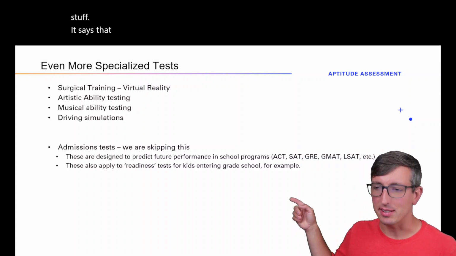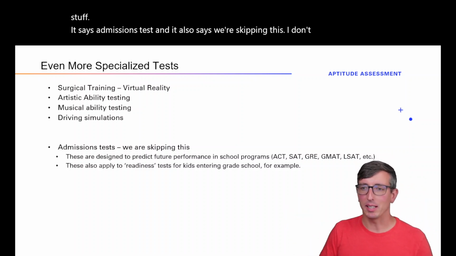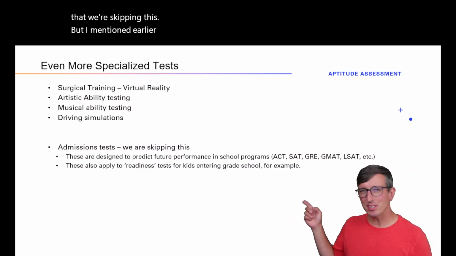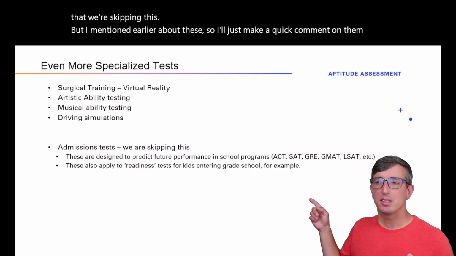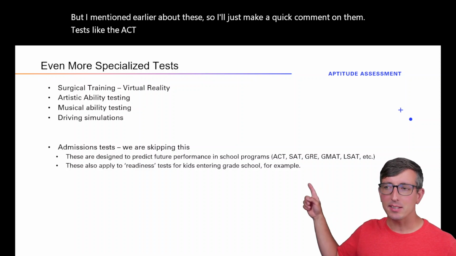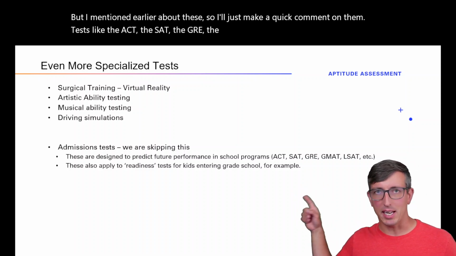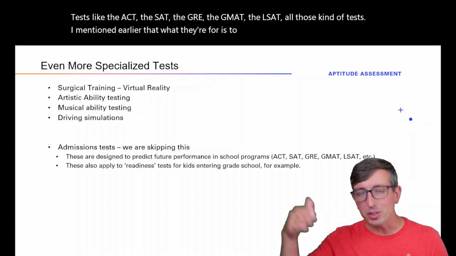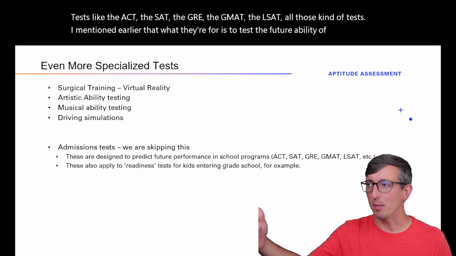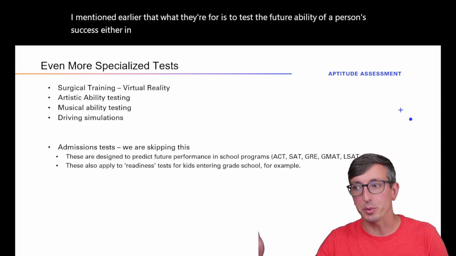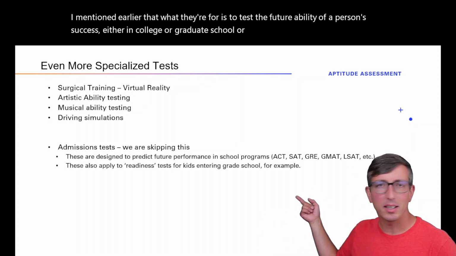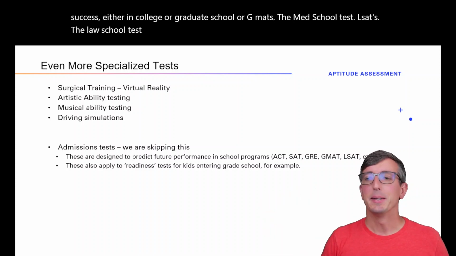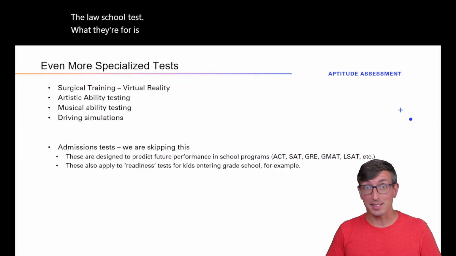It says admissions test, and it also says we're skipping this. I don't know why I wrote that we're skipping this, but I mentioned earlier about these, so I'll just make a quick comment on them. Tests like the ACT, the SAT, the GRE, the GMAT, the LSAT, all those kinds of tests. I mentioned earlier that what they're for is to test the future ability of a person's success either in college or graduate school, or GMAT's the med school test. LSAT's the law school test. What they're for is to test the future ability.